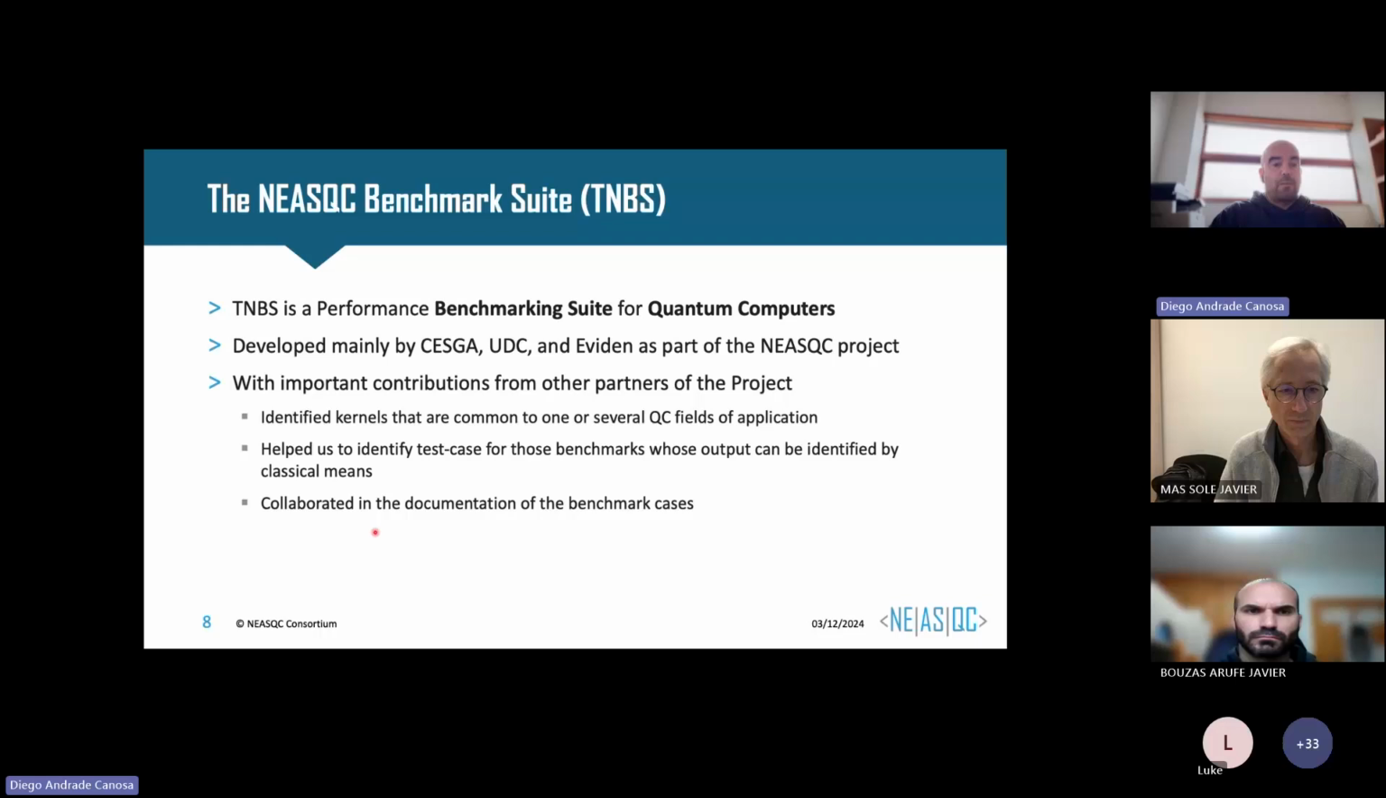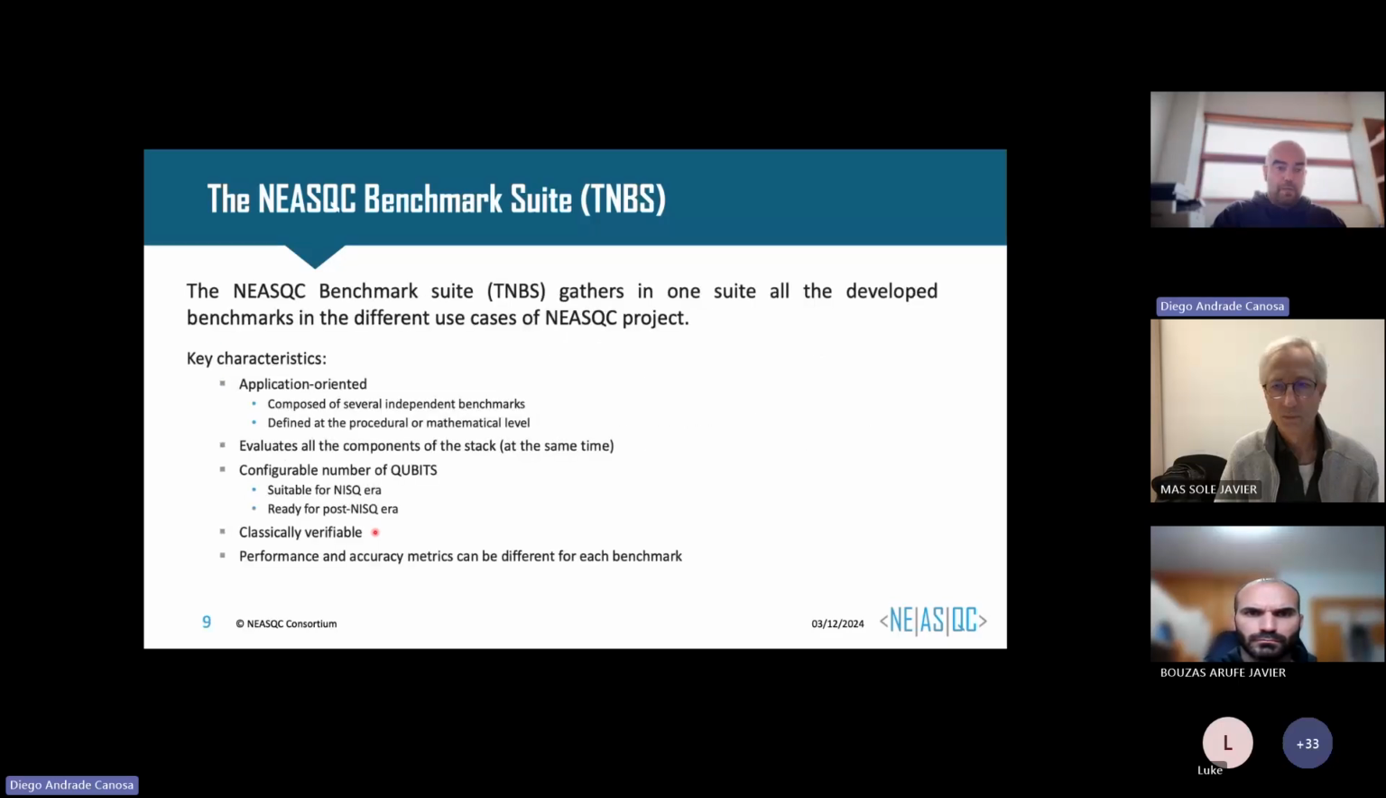And also they collaborated in the documentation that, as we are about to see, is very critical for our methodology, that is accurate and that allows us to have a base to implement every benchmark. So the TNBS suite gathers in one suite all the developed benchmarks in different use cases of the NEASQC project.